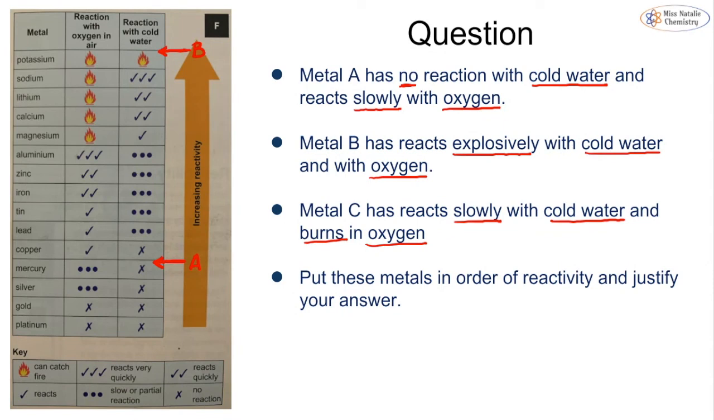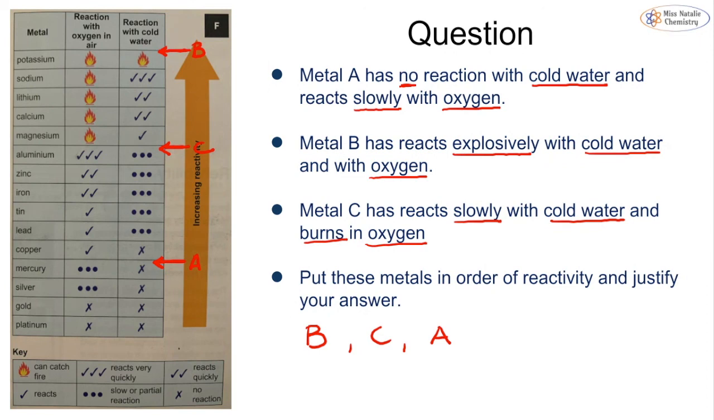And then metal C reacts slowly with cold water. So then we're looking at around magnesium and aluminium because we've got our 3 dots, and it burns in oxygen. So I want to go for the burning, go down to the bottom for magnesium, then it must be below that because whilst it burns, it reacts slowly in cold water. So C is going to be in here. So my order of reactivity is going to be B, then C, and then A. And I've justified my answers by matching up the different things that I've been told to put them in position.